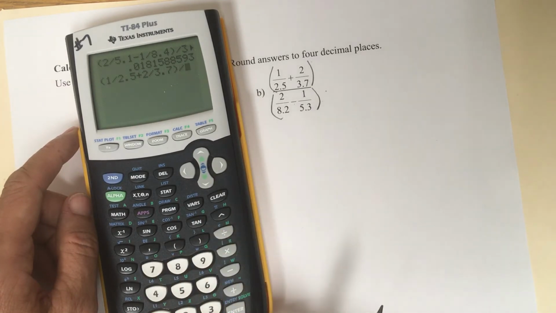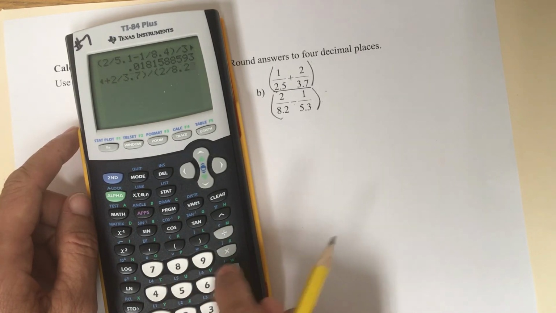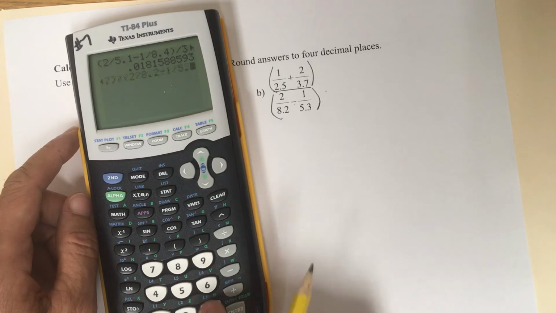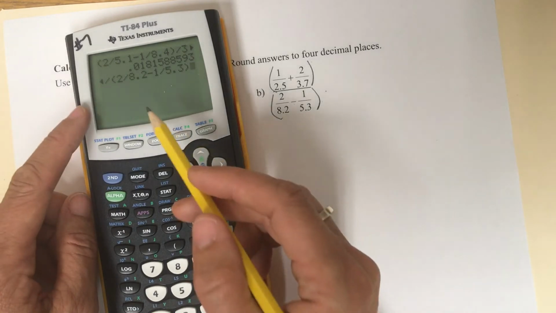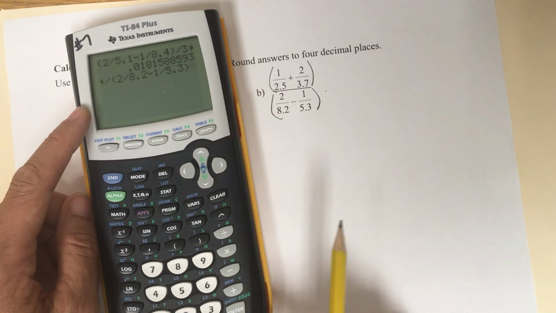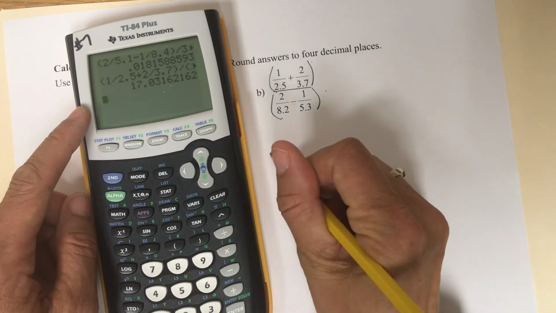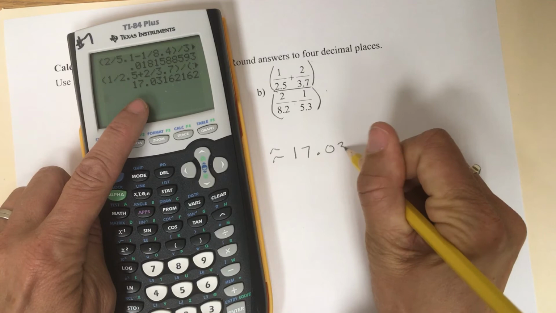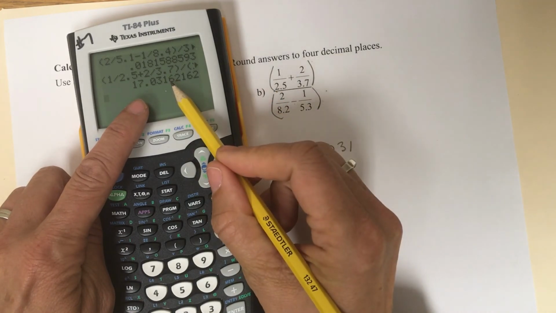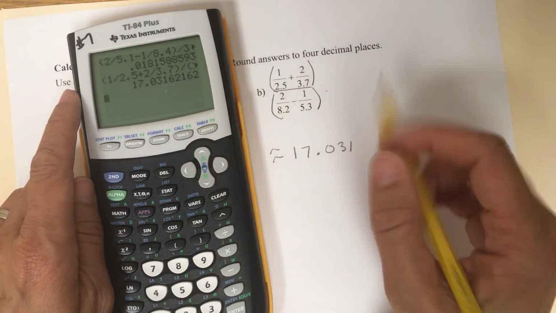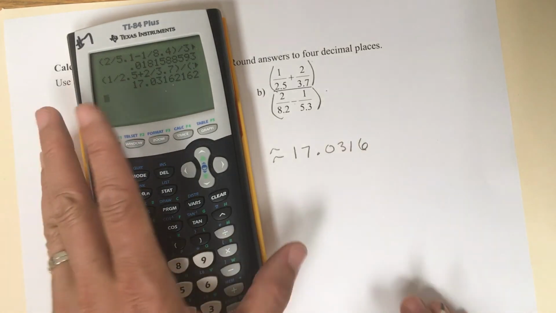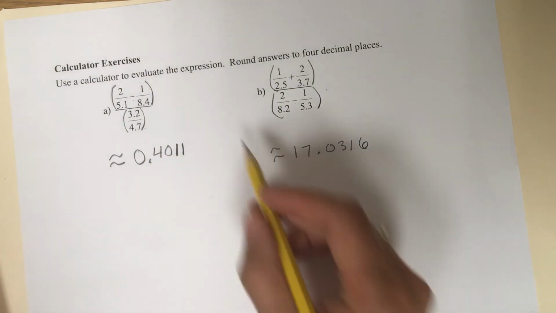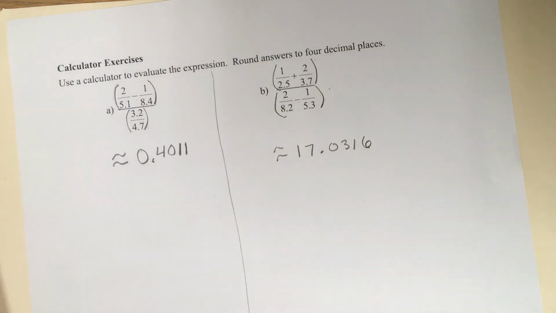Okay, so the second one: parentheses, 1 divided by 2.5 plus 2 divided by 3.7 in the parentheses for the numerator, divided by parentheses, 2 divided by 8.2 minus 1 divided by 5.3 in the parentheses. Hopefully we don't have any typos in there. And we get our answer. This one is 17.0316, and again the next number is less than a 5, so I'm not going to round up, so I'll keep it as 17.0316.